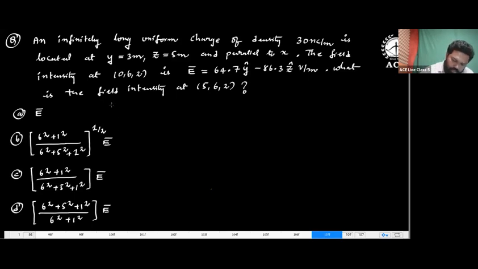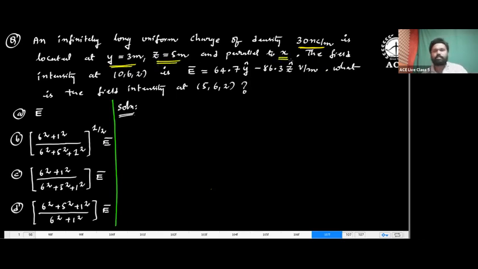First, let us try to understand the question properly. An infinitely long uniform charge of density 30 nanocoulomb per meter is located at y is equal to 3, z is equal to 5, parallel to x-axis. So what is varying here? X value is changing. Y and z are fixed. The field intensity at 0, 6, 2 is given. What is the field intensity at 5, 6, 2?